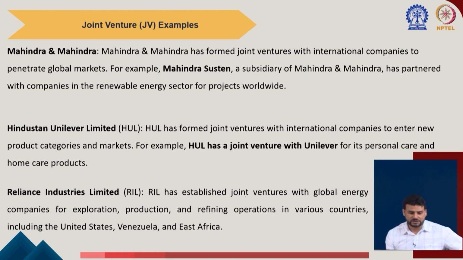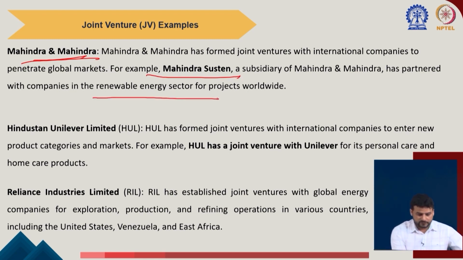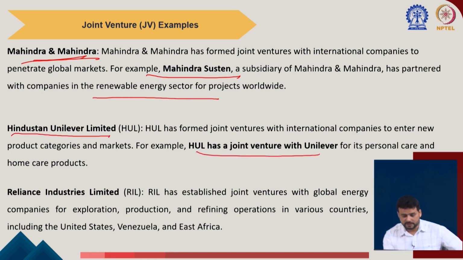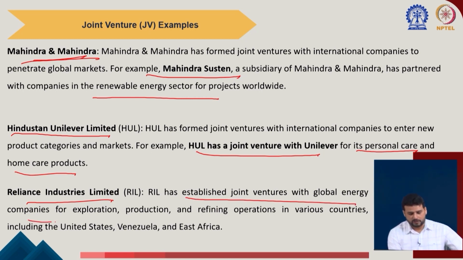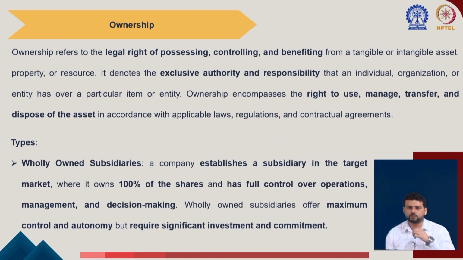So if you talk about joint ventures, Mahindra and Mahindra has a joint venture with Mahindra Susten, a subsidiary of Mahindra and Mahindra, and for the renewable energy sector worldwide they have done this. If you talk about Hindustan Unilever Limited, right, they have a joint venture with Unilever for personal care and home care products, right. Reliance Industries, again a joint venture with global energy companies for exploration, production and refining operations in various countries including the United States and other countries, right. So these are some examples of joint ventures where two companies come together sharing an almost equal part.